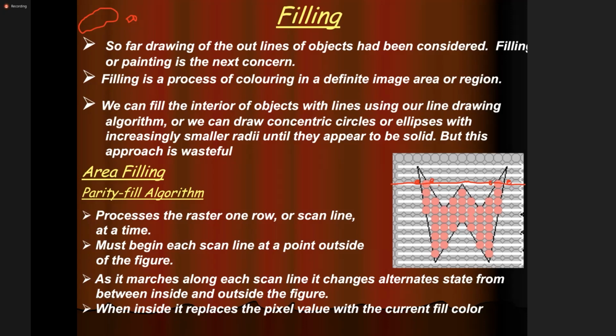algorithm. The parity fill algorithm will mark whether it is odd or even parity. Odd to even will be marked and filled. Even to odd will not be marked and filled. And finally, you will get the result as a filled area, right? Filled area will be the result you are getting. So we scan raster line by line and mark this odd even. That is how this parity fill algorithm works.